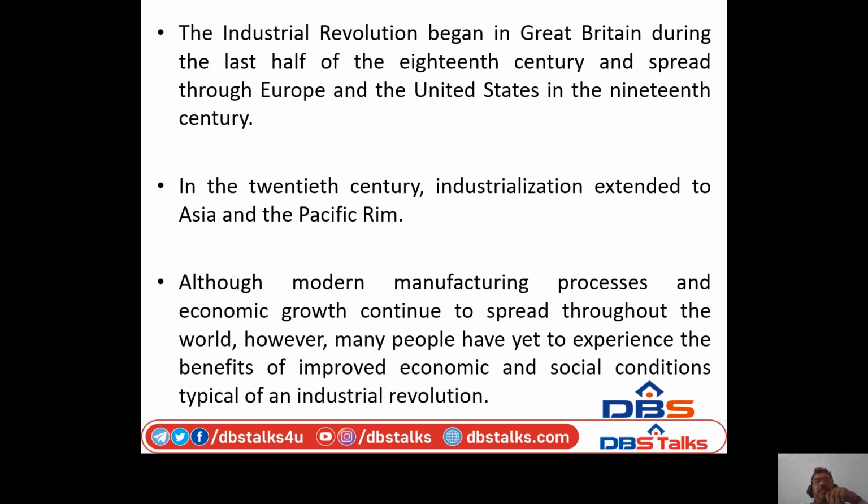The Industrial Revolution begins in Great Britain during the last half of the 18th century and spread through Europe and the United States in the 19th century. In the 20th century, industrialization extended to Asia and the Pacific Rim. Although modern manufacturing processes and economic growth continue to spread throughout the world, many people have yet to experience the benefits of improving economic and social conditions typical of an industrial revolution. Next slide.